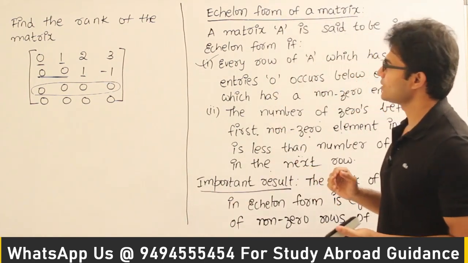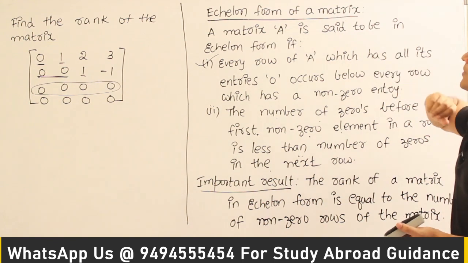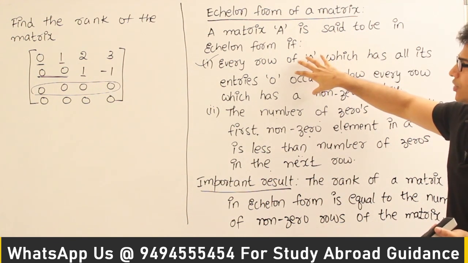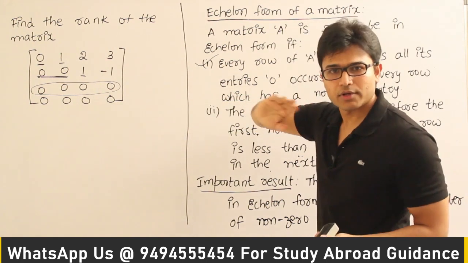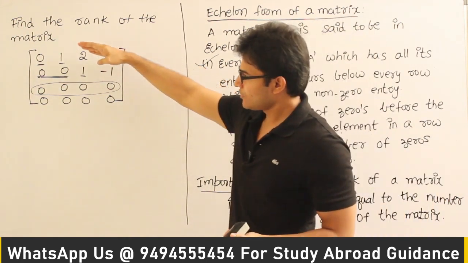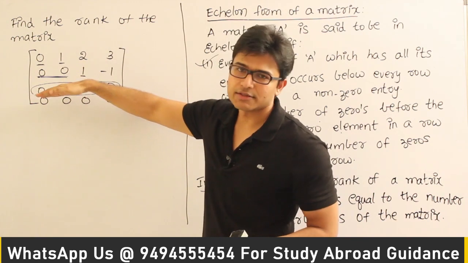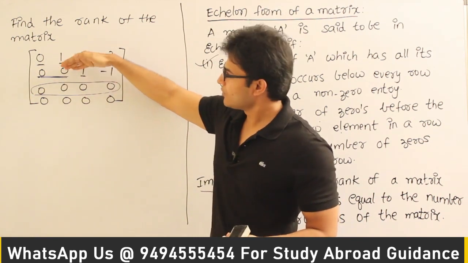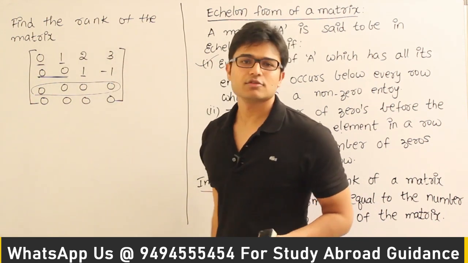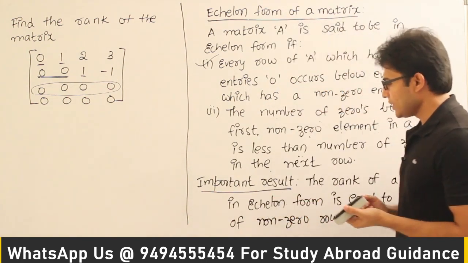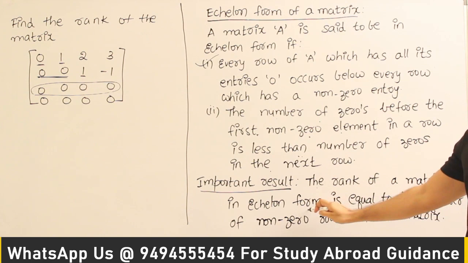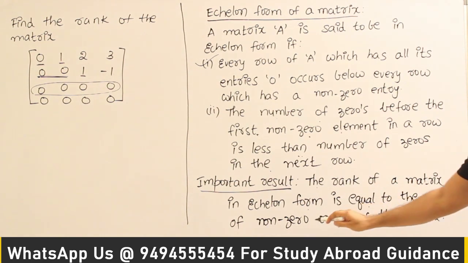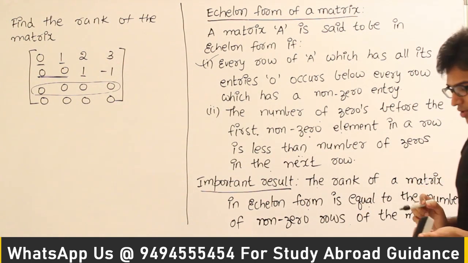So first, try to understand these 2 points. Echelon form of a matrix is, if you have all zeros in a matrix, that is going to be at the bottom. Second thing is, the number of zeros should be increasing. These two cannot be here. And why is it important? One important result is, the rank of a matrix in echelon form is equal to the number of non-zero rows of the matrix.